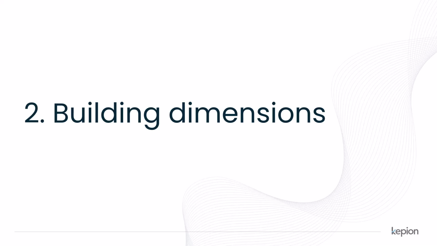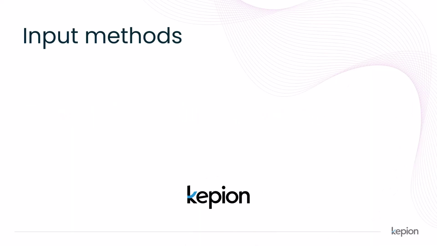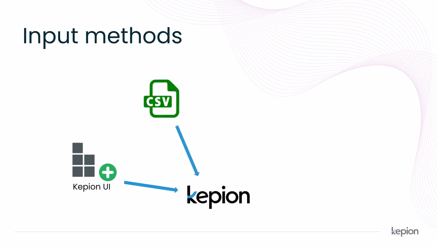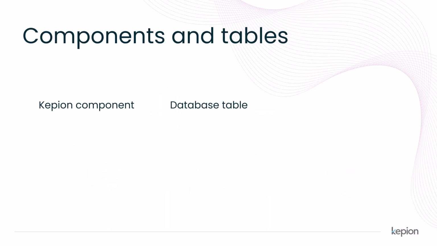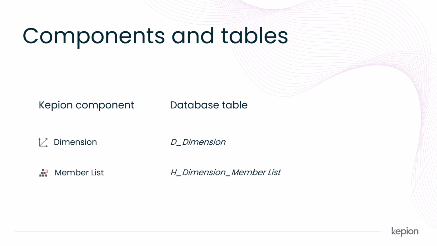Now let's define the rest of the dimensions we need. There are 4 ways to load data into a dimension. We can enter the members directly through the UI, import from CSV files, write SQL queries to import from other databases, or create SSIS packages to import data from other source systems. In the database, the tables that store the dimension data are named D_the dimension name. Member lists are named H_dimension name member list name. For example, D_account or H_time_months.